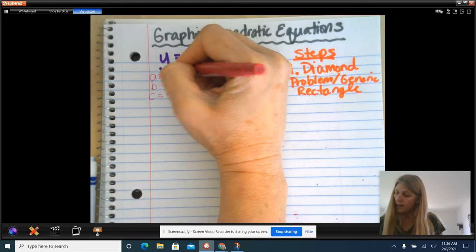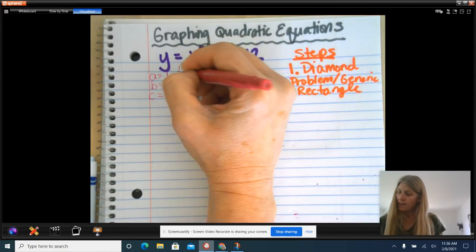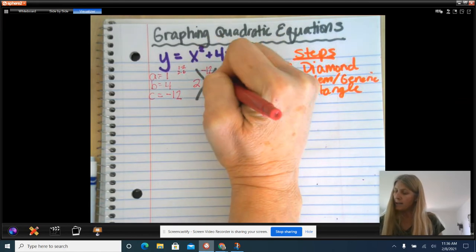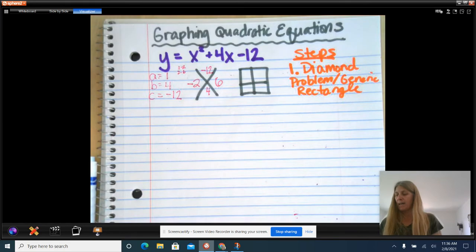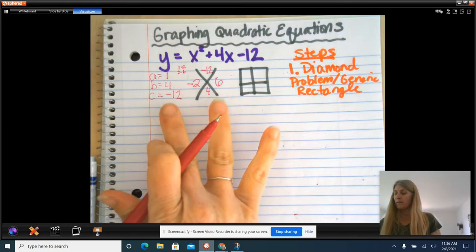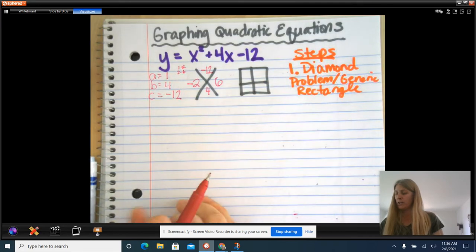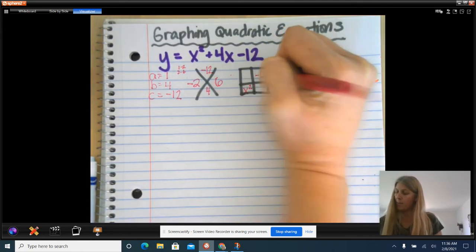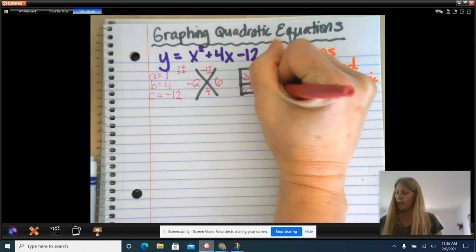We know we have 1 times 12 adds to 13, subtracts to 11. 2 times 6 adds to 8, subtracts to 4. So we have a 2 and a 6. We need it to be a positive 4, so it's going to be that negative 2. We're now going to transfer the information from right and left and from our original problem into our generic rectangle. So we have x squared and then a negative 12 for the upper right. We then have negative 2x and 6x from our diamond problem.